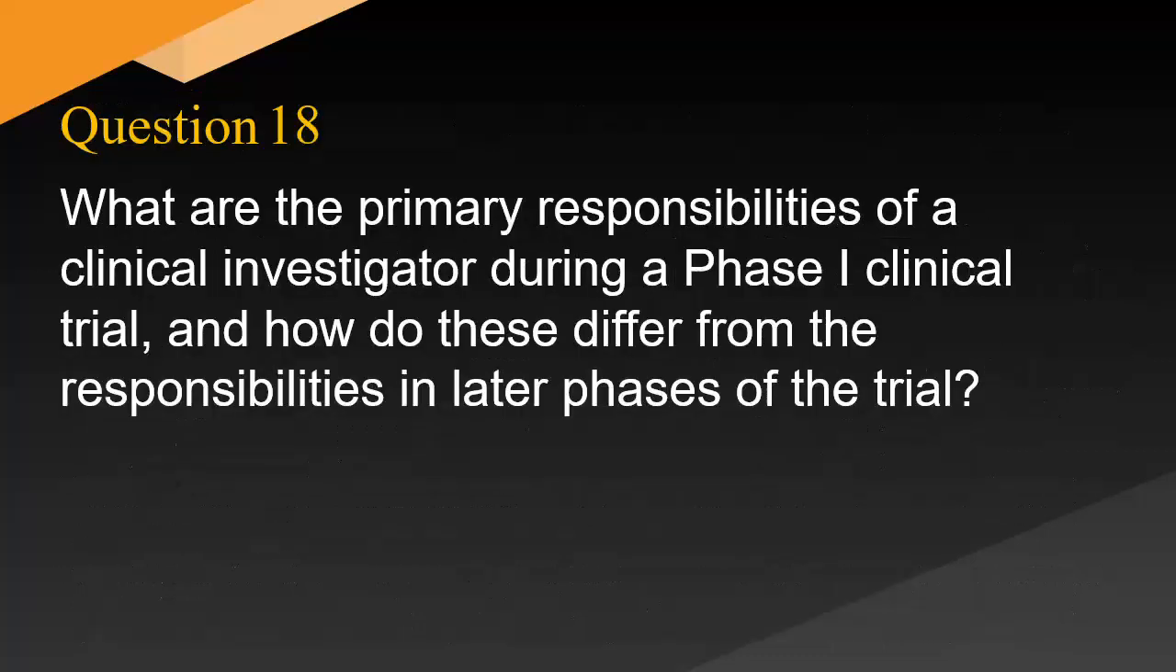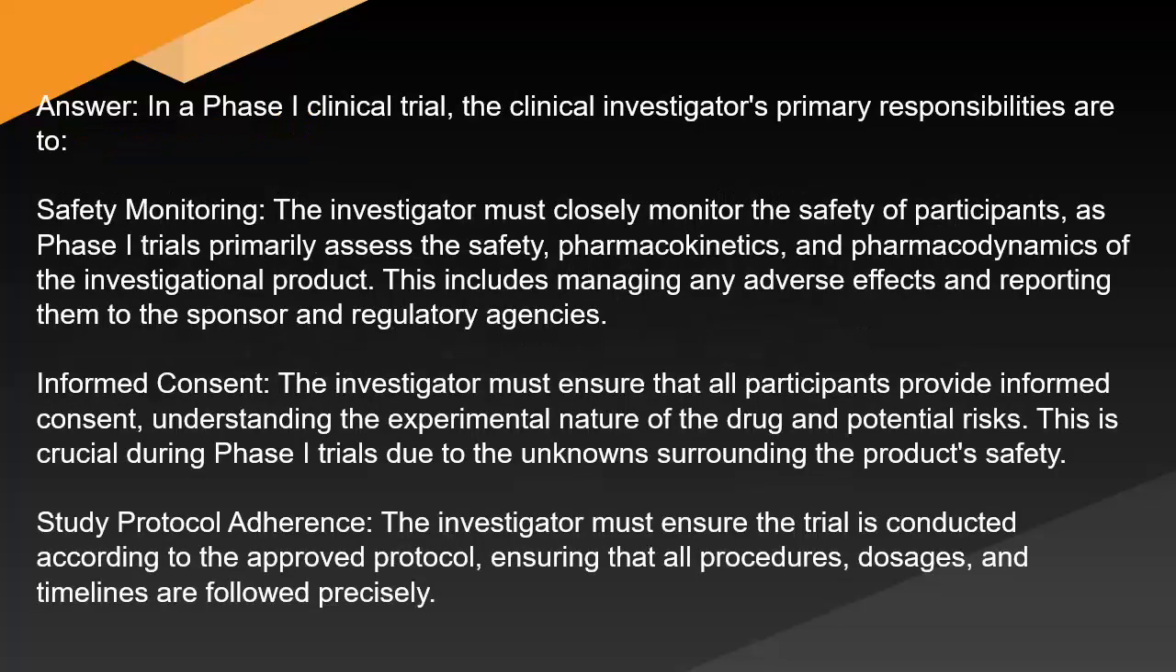What are the primary responsibilities of a clinical investigator during a phase I clinical trial, and how do these differ from the responsibilities in later phases of the trial? Answer. In the phase I clinical trial, the clinical investigator's primary responsibility is safety monitoring. The investigator must closely monitor the safety of participants as phase I trials primarily assess the safety, pharmacokinetics, and pharmacodynamics of the investigational product. This includes managing any adverse effects and reporting them to the sponsor and regulatory agencies.